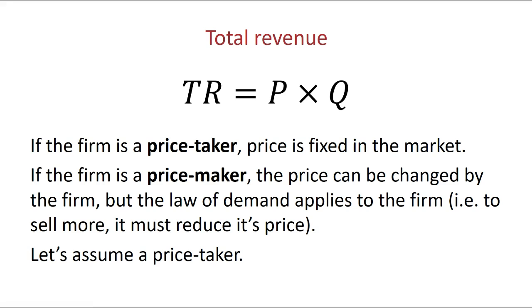If, on the other hand, the firm is a price maker, then we can say that the firm can change the price that it charges, but we have to remember that the law of demand will apply. So, if the firm wants to sell more, it will have to reduce its price. And if the firm sells less, it can charge a higher price. This is what the law of demand tells us. For now, let's assume we're dealing with a price taker. So the price of the product that the firm is selling is fixed.